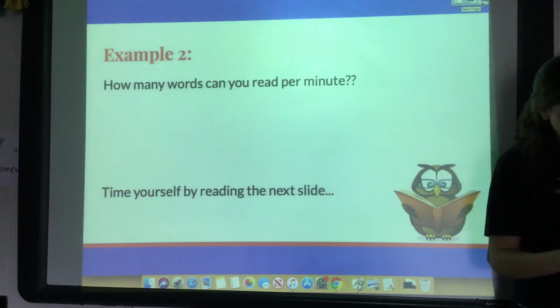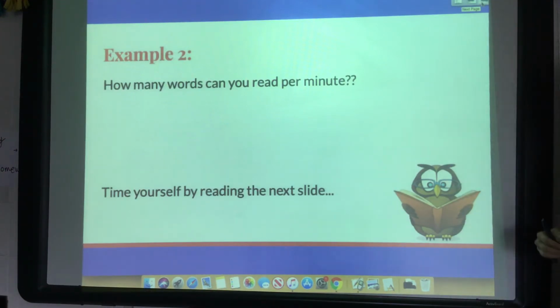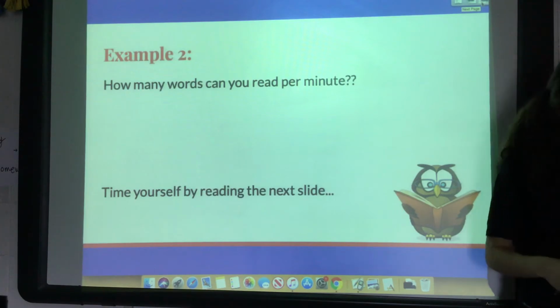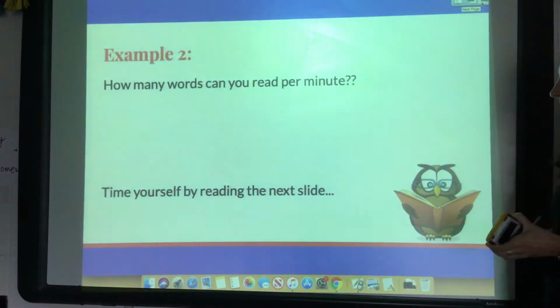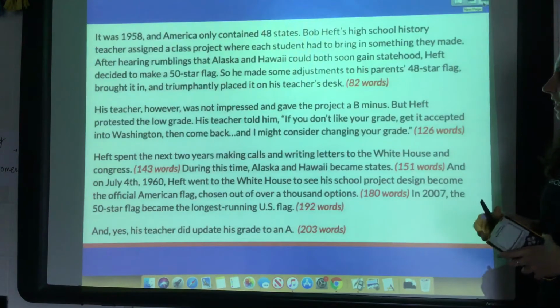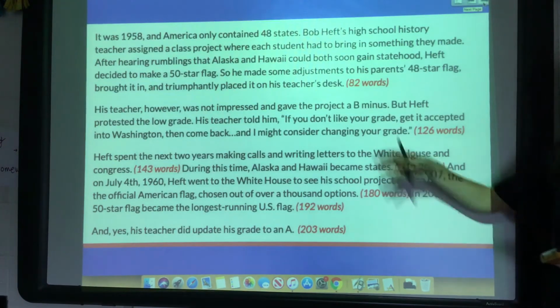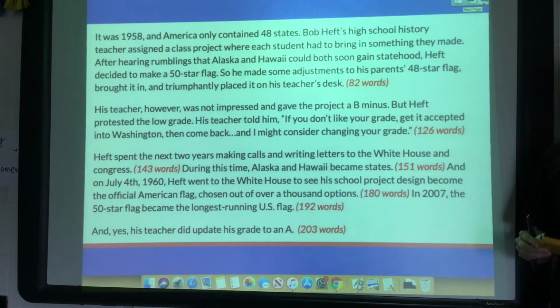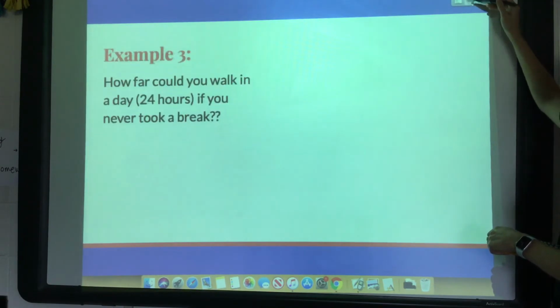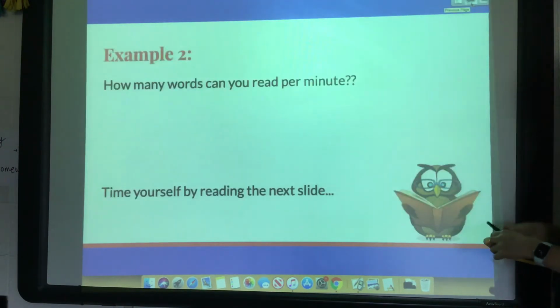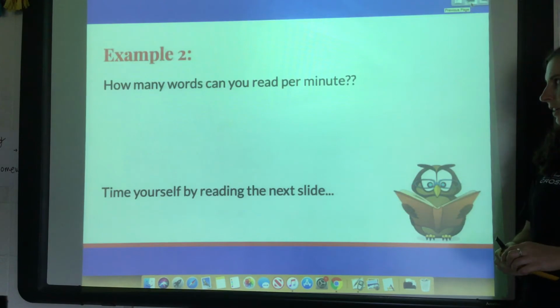For our next example, we're going to talk about how many words you can read per minute. So I'm actually going to have you time yourself. Here is a passage to read. Take 30 seconds and time yourself. See how far you get, how many words, and then double it. That's how many words you could read in a minute. So go ahead and pause and try that.